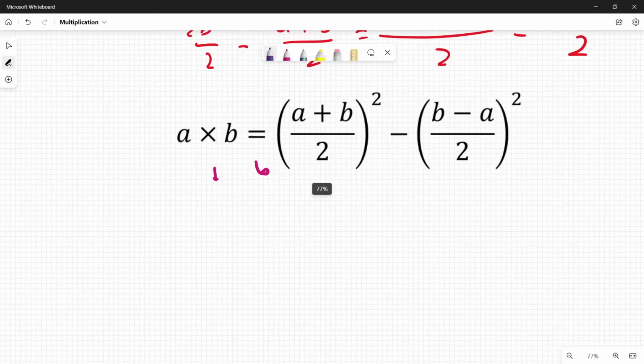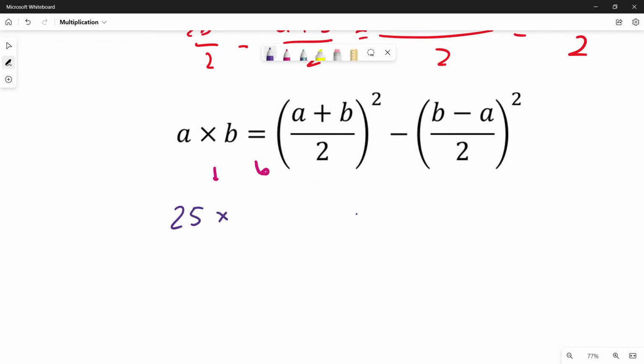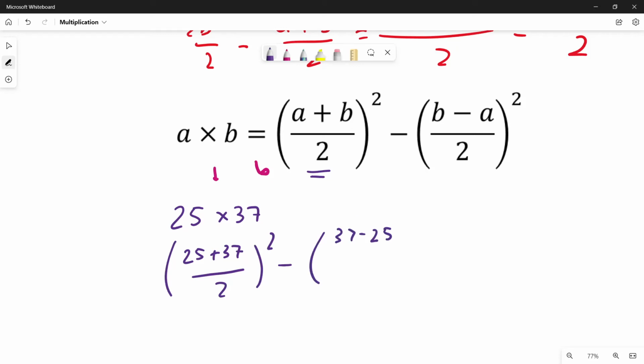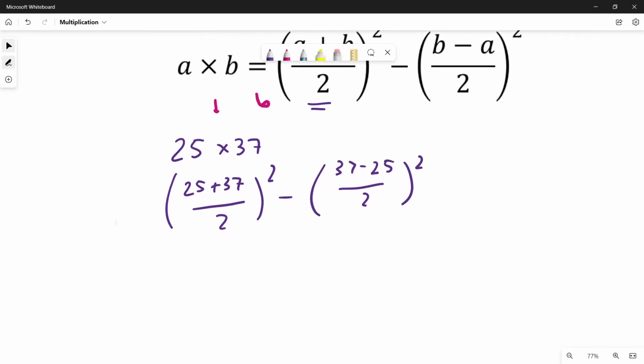And let's look at any two numbers. Let's go for 25 times 37. So we start by adding them together and dividing by 2. So 25 plus 37 over 2 squared minus 37 minus 25 over 2 squared, which is going to be 62 over 2, 31 squared minus 6 squared. So this is actually exactly the same as 31 squared minus 6 squared, which is kind of neat. It's a nice way of writing a multiplication as a difference of two numbers.